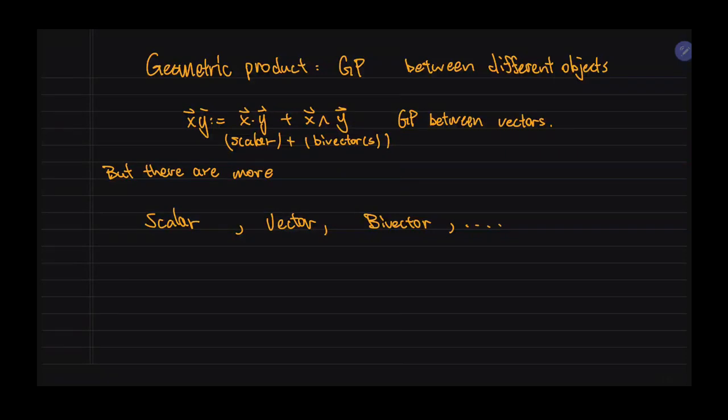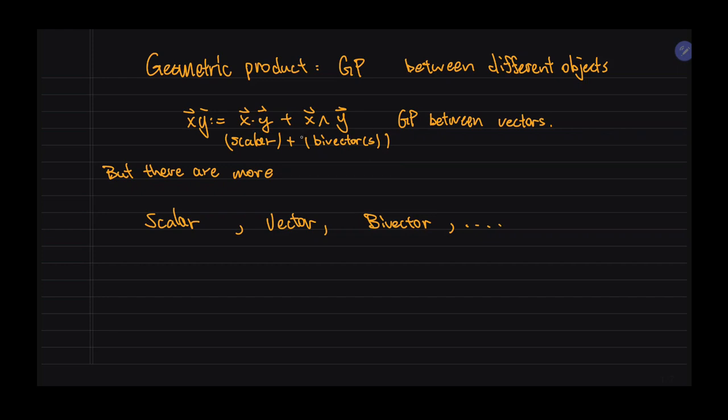In the last video, we defined the geometric product from a vector x to a vector y, like here. Or we can simply say vector x geometric product vector y. However, this definition is only defined from a vector to a vector.